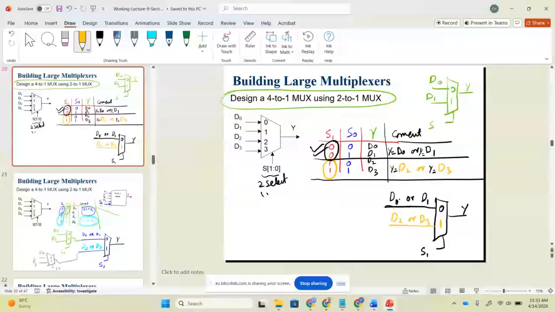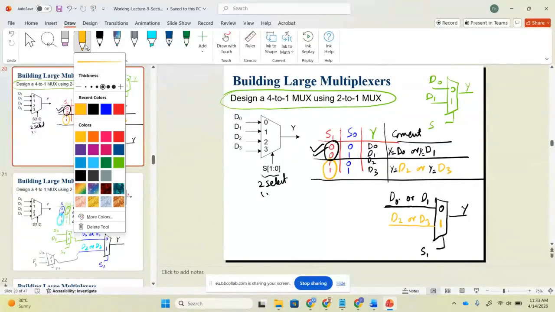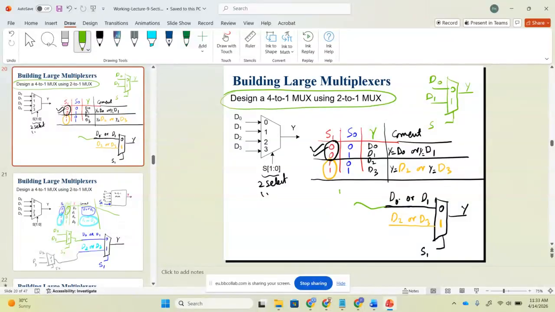Now whether D0 will pass or D1 will pass will be determined by another multiplexer. So we need another multiplexer here, because I'm building a logical argument. And now this multiplexer depends on S0. There are two possible values, 0 or 1. If the value of S0 is 0, who will pass? D0 will pass. And if it's 1, who will pass? D1 will pass.